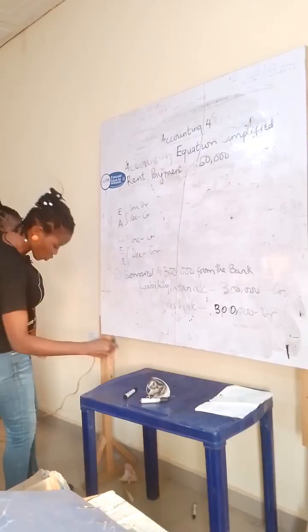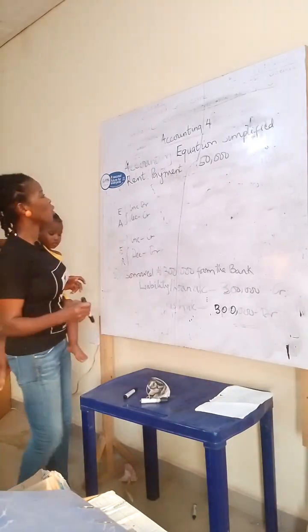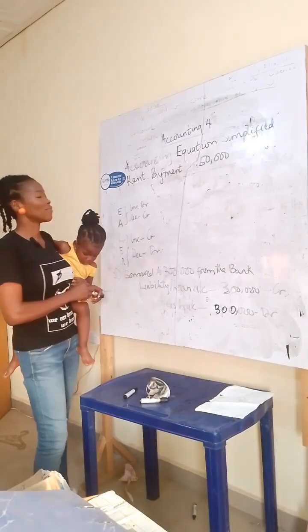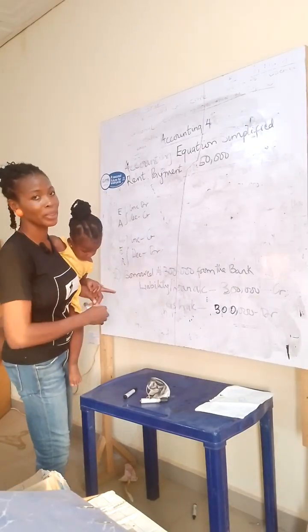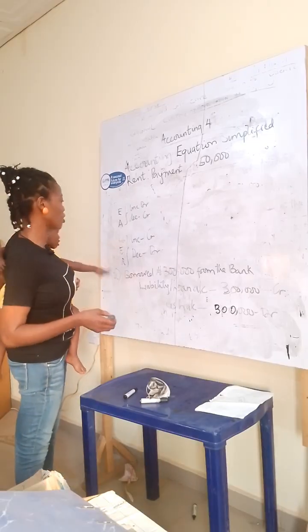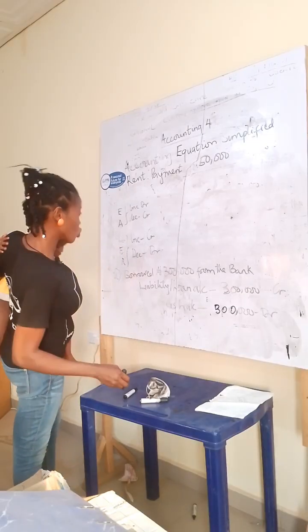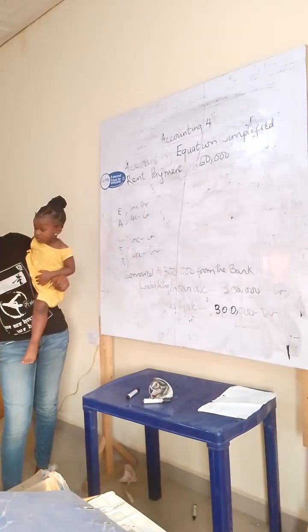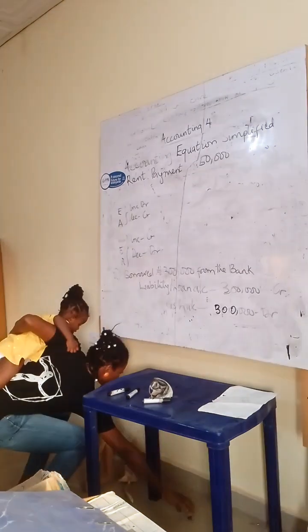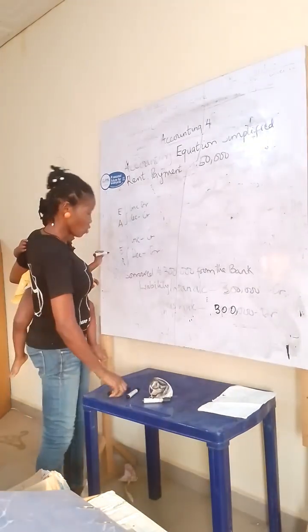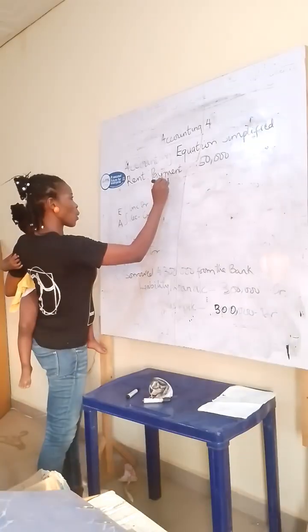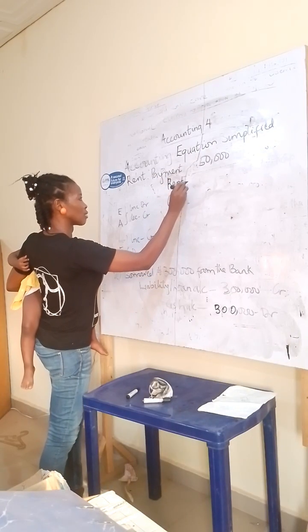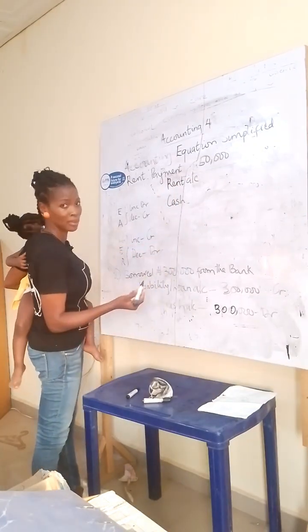Now, by virtue of the information we are told, we're going to have what? Rent account and what? Cash account. Because for the fact that you're paying rent, how are you paying the rent? You're paying it with cash. Whether it's through bank or whatever, you're still going to use cash to pay. So you're going to open two accounts. You're going to open your rent account and our cash account.